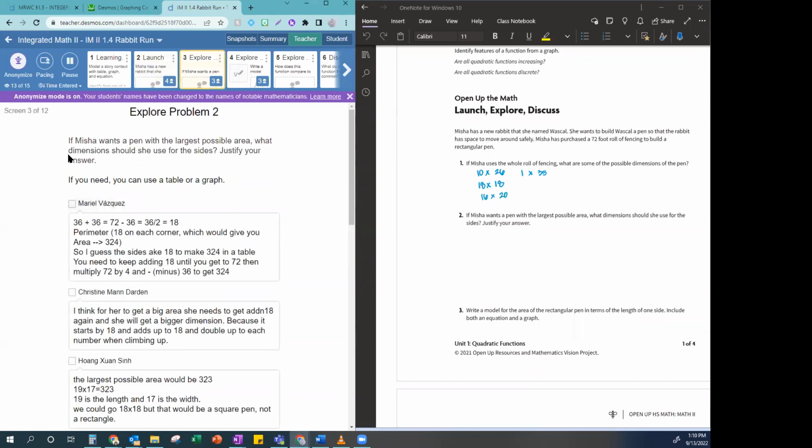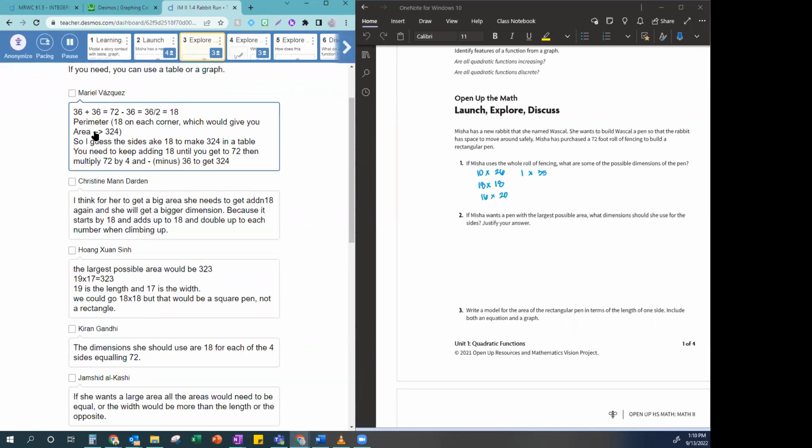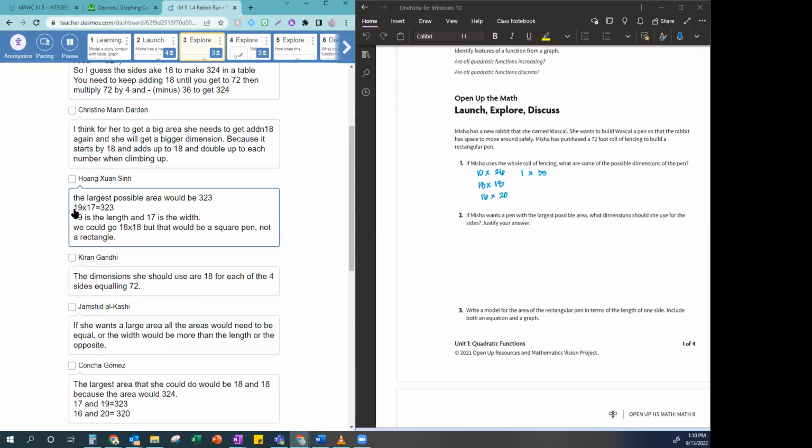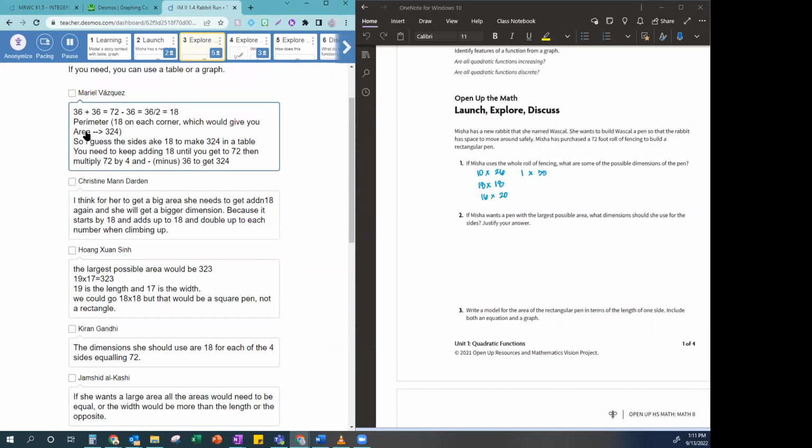The next one says, if Misha wants a pen with the largest possible area, what dimension should you use? Justify your answer, you can use a table or graph. Okay, so this person says 18 would give you the area of 324. Oh, that's pretty big. So, largest possible area. Okay, this person said 19 by 17. They got 323, but this person says 324 is bigger. So whoever this is, just put at the very top 18 by 18.